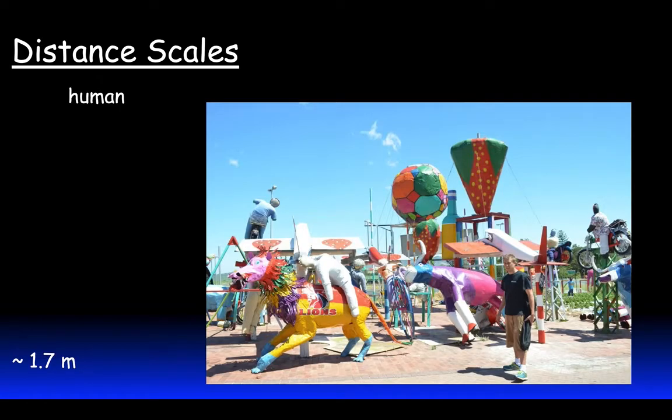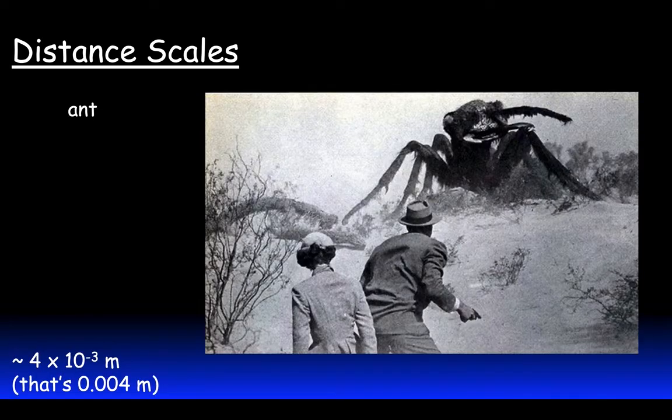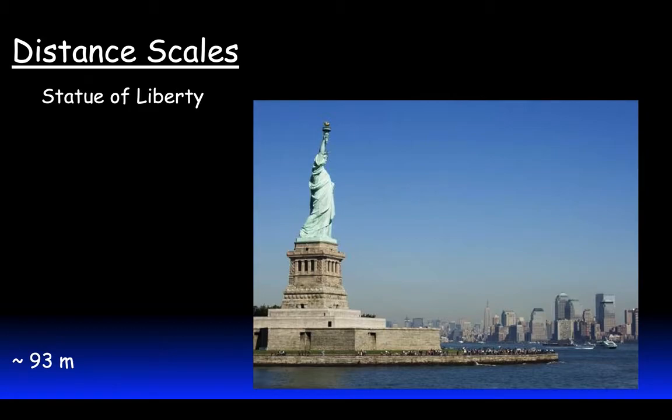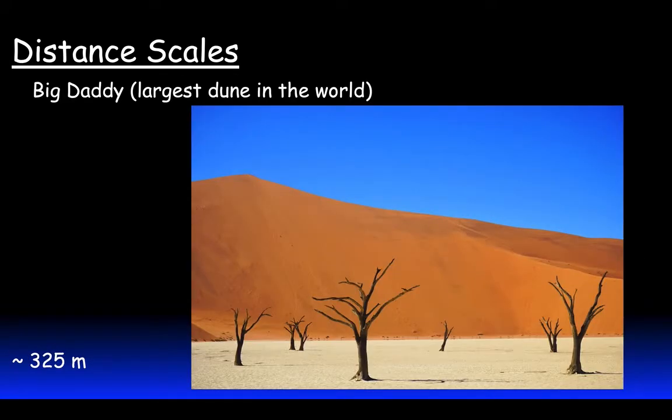If I go up by a factor of 1,000, 10 to the negative 3, and then 10 to the 3 times bigger, I have something on the typical size of a human being. And if I increase that by about a factor of 100, give or take, I'm talking about something comparable to the Statue of Liberty. Now, if we want to go higher still, the largest dune in the world is about 325 meters tall, give or take.